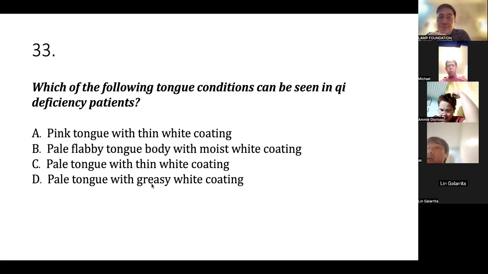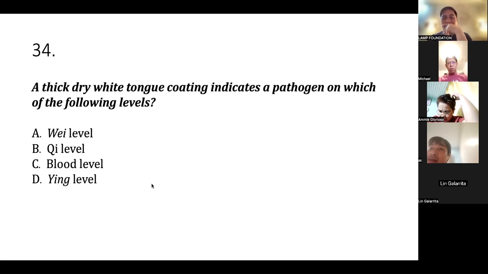Which of the following tongue conditions can be seen in a Chi deficiency patient? Letter C, Doc. Pale tongue with thin white coating. Okay. Is thin white coating abnormal? No, Doc. Okay, very good. Okay, 34.